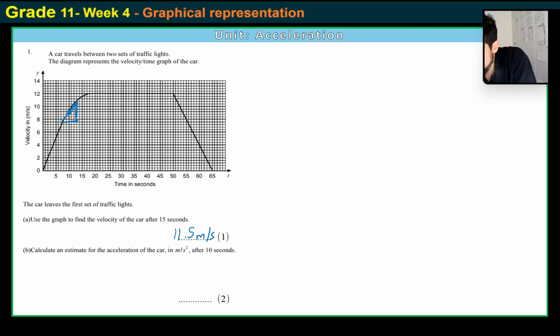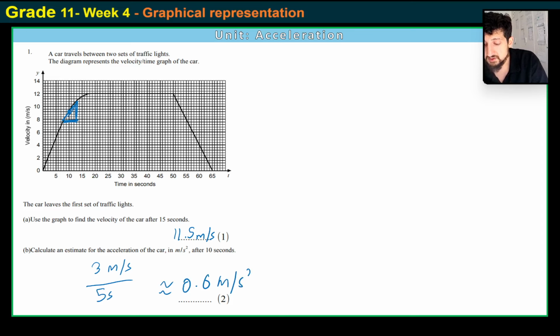And so I can approximate. Okay, I'm not going to do it for real, but I think it's about maybe 3 over 5. 3 meters per second over 5 seconds, which is approximately 0.6 meters per second squared. Okay, I'm just eyeing it. I'm not even sure if that's correct, but that's how you do it.